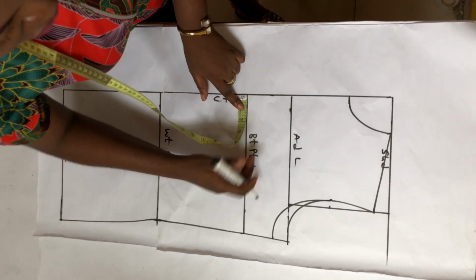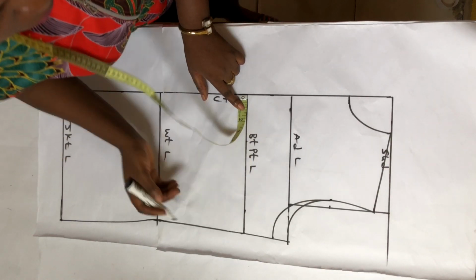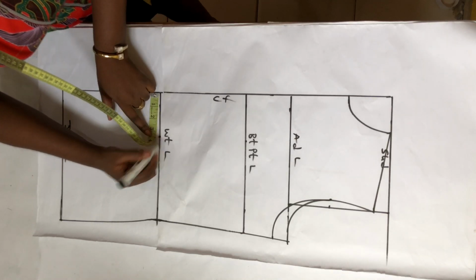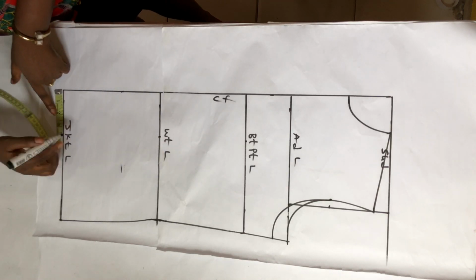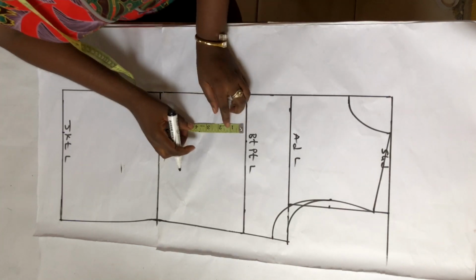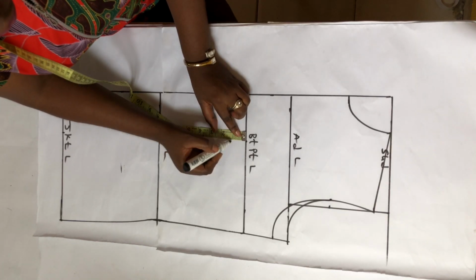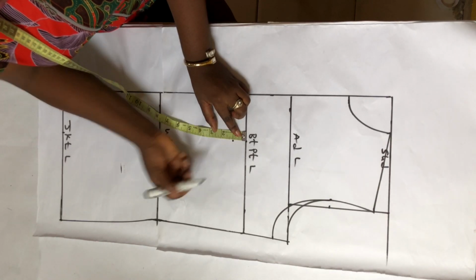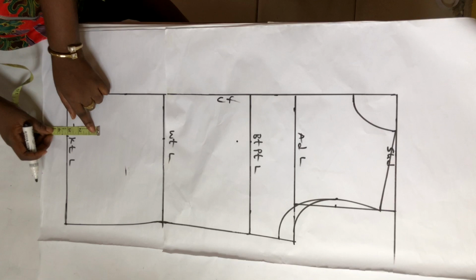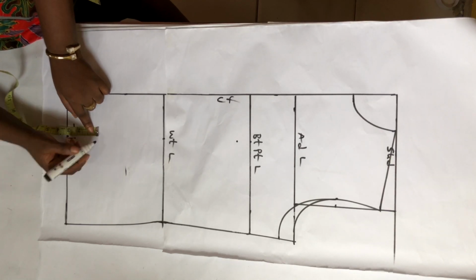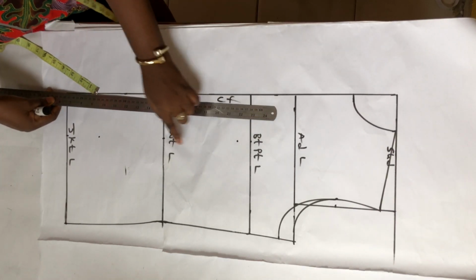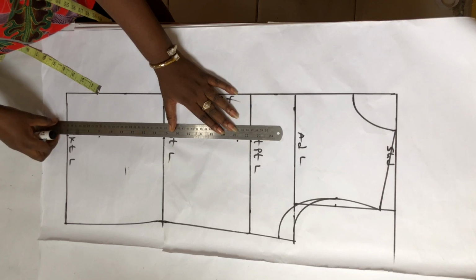The next thing I'm going to do is to draw my darts. My bust apart is 3.5. I'll mark it at the bust point length. I'll mark it on the waistline and also on the jacket length line. My dart starts 1 inch below my bust point length line for my front jacket piece, and ends 3 inches before my jacket length line. I'm going to connect the dots.